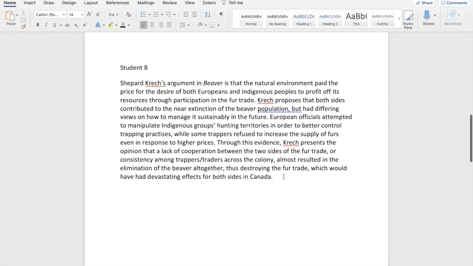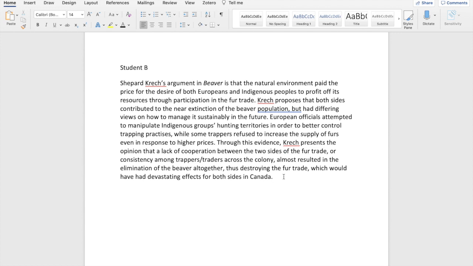Student B, this is the one looking at the forest, does it differently. Shepard Kretsch's argument in Beaver is that the natural environment paid the price for the desire of both Europeans and indigenous peoples to profit off its resources through participation in the fur trade. I think that's a tiny bit wordy, but it gets directly at the issue of environmental depredations and lack of conservation. I think it could have been said more directly and more immediately, but still, it's fine.